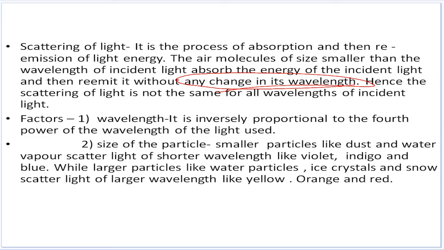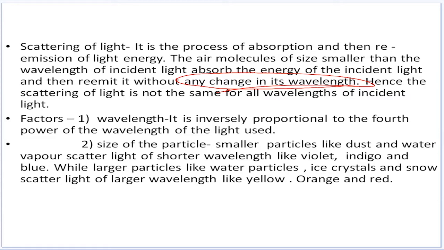Remember, scattering is different from dispersion and refraction. It is simply the process of absorption of light energy by particles like air molecules, dust, etc., and then they re-emit different wavelengths of light without undergoing any change in the wavelength. So we can simply define scattering as the process of absorption of light energy and then re-emitting of light energy without any change in its wavelength. However, there may be changes in the energy of the light wave. Hence, scattering of light is not the same for all wavelengths of incident light.